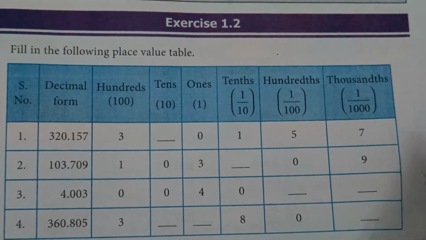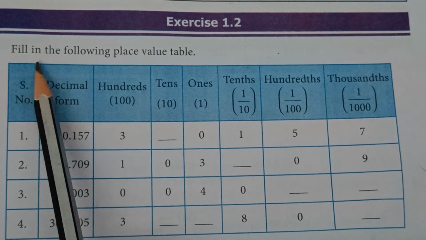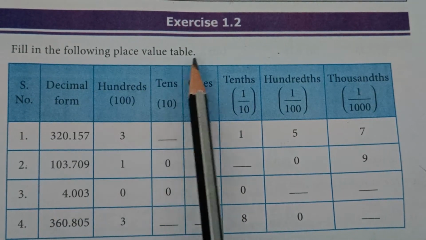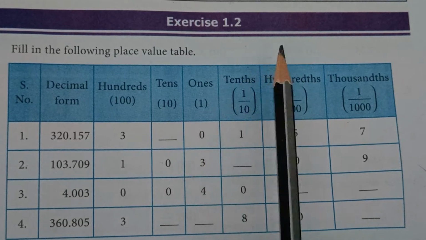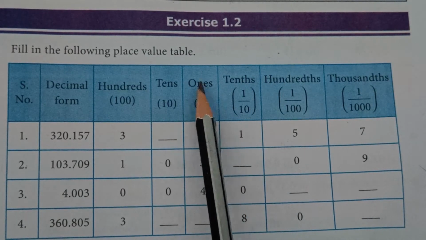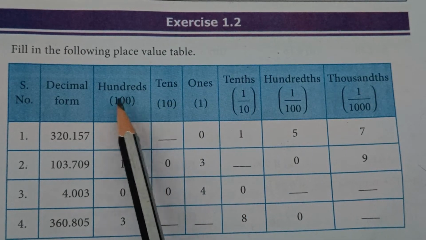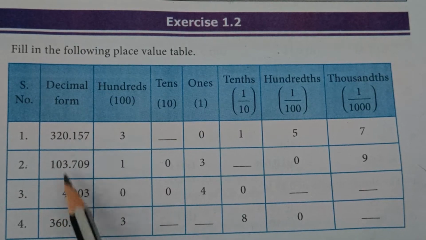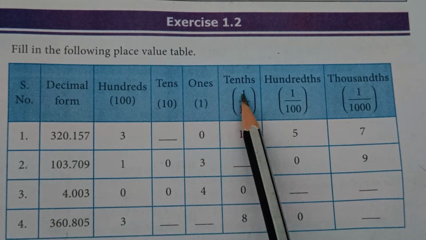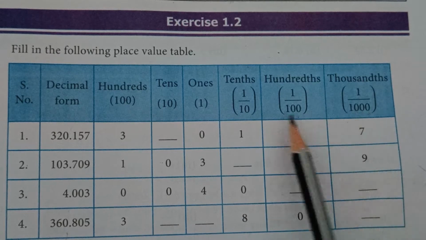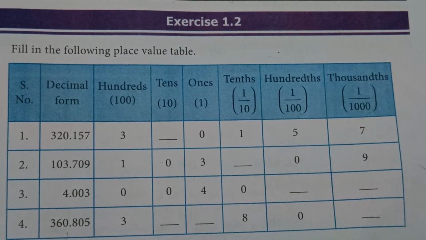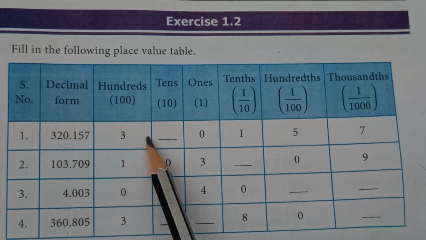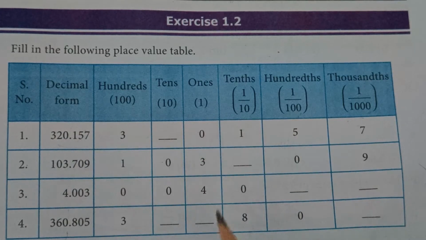And the exercise 1.2 is very simple. Fill in the following place value table. As we learnt just now, it is ones, tens, hundreds, and the number is given in decimal form. Then tenth, hundredth, thousandth, that is 1 by 10, 1 by 100, 1 by 1000. We are given the number, and we have to put the correct numbers in the place value table.